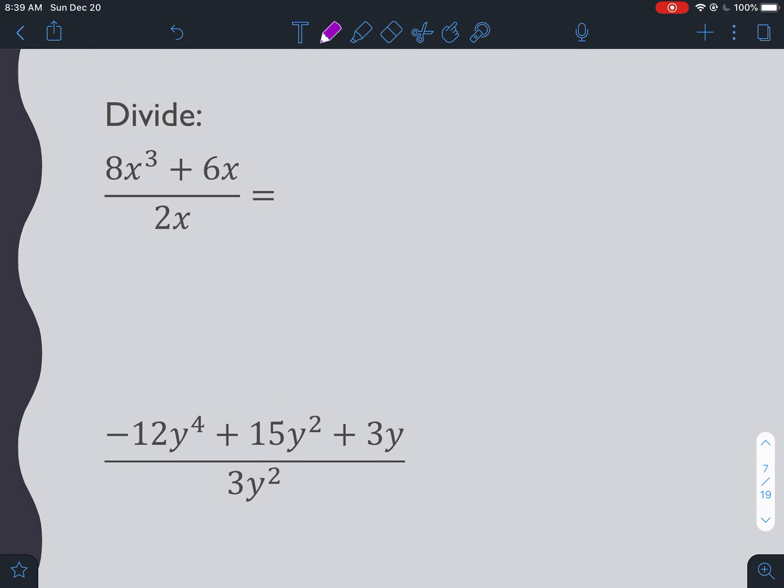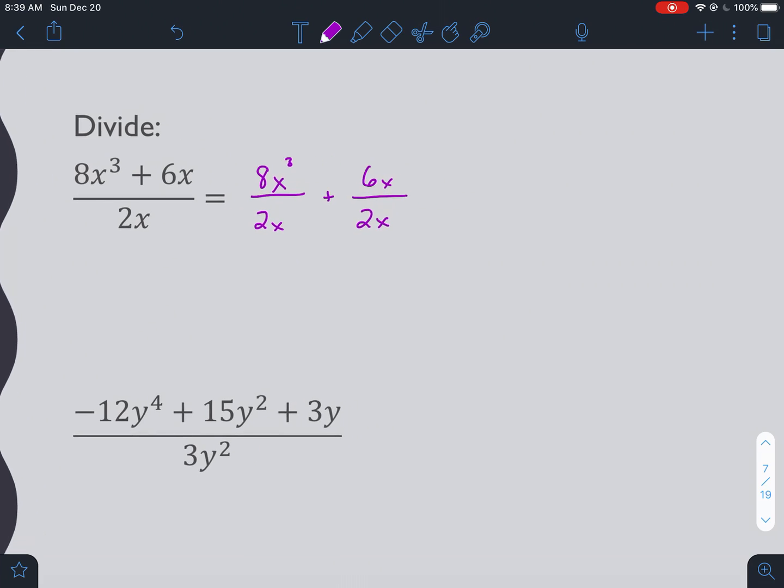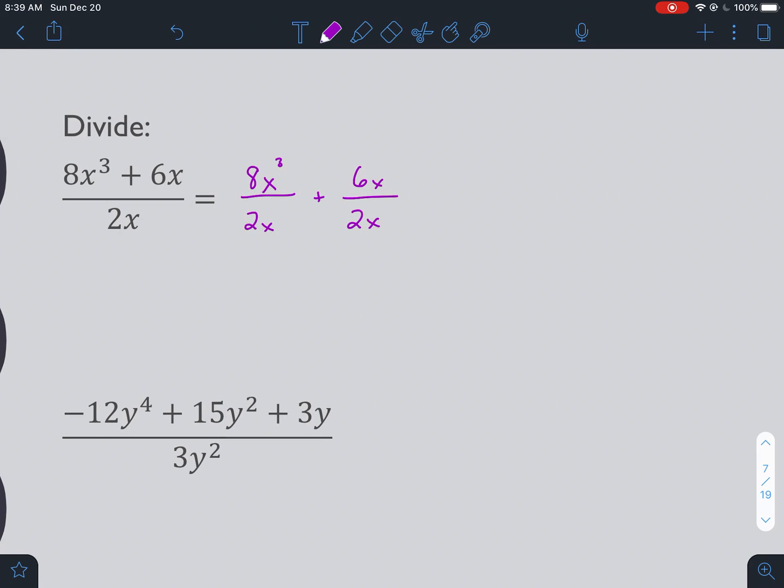Now notice on this first example, 8x to the third plus 6x, all divided by 2x. One of our options is we can divide this back into two separate fractions, both of them having a denominator of 2x. So I can break this up into 8x to the third over 2x plus 6x over 2x. Since there's only one term in the denominator, I can do that. I can break it up into a monomial over a monomial plus another monomial over a monomial.